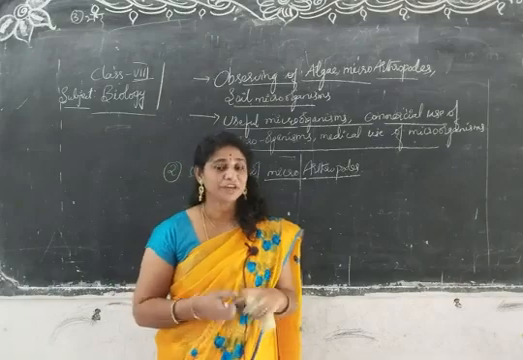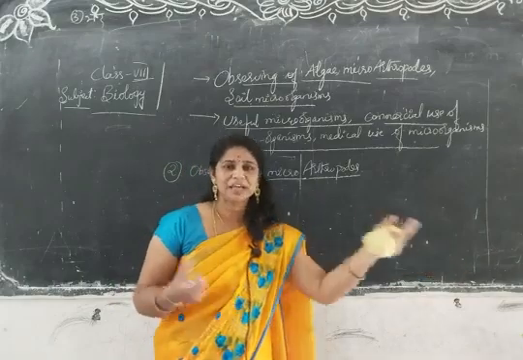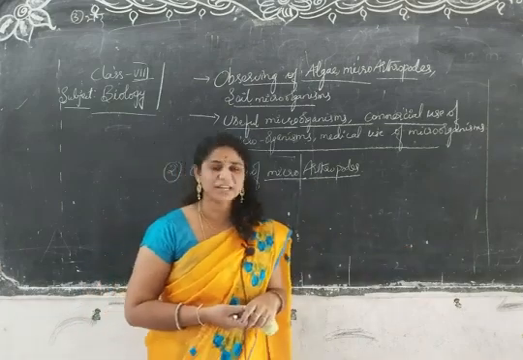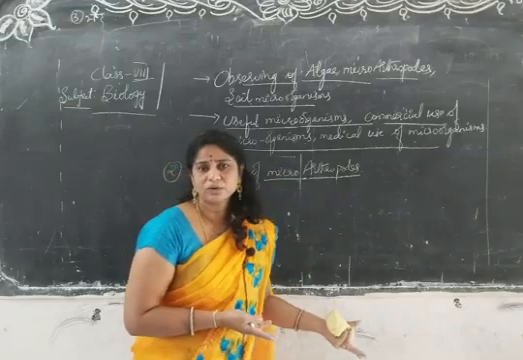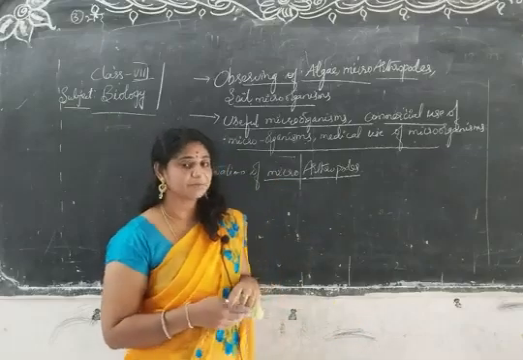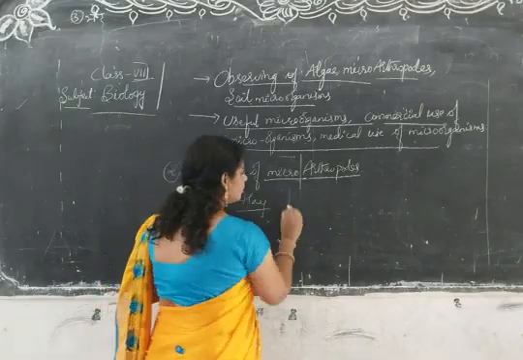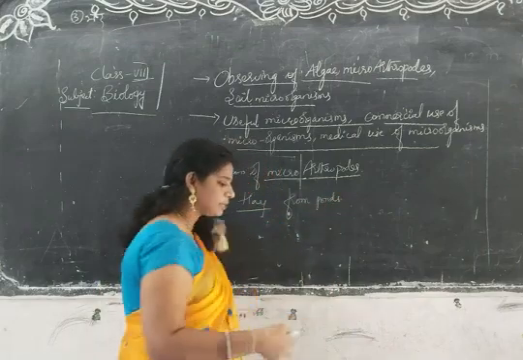In vitro means that instead of living naturally, we bring it and grow it in an artificial manner. These microarthropods grow normally outside, but they have to grow in our lab. So we have to bring hay from ponds. Hay means just the upper layer.